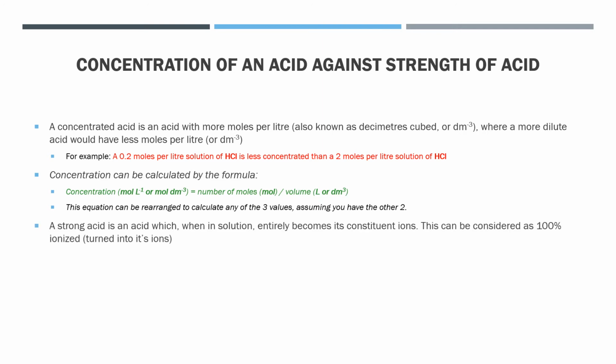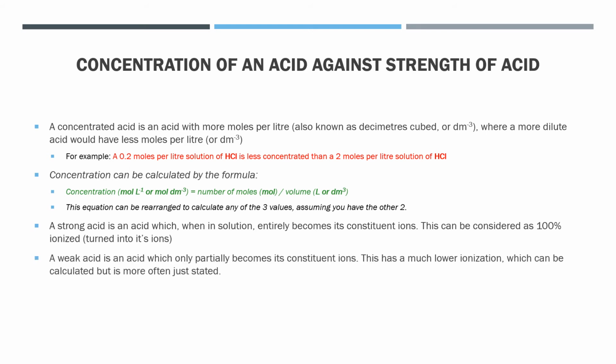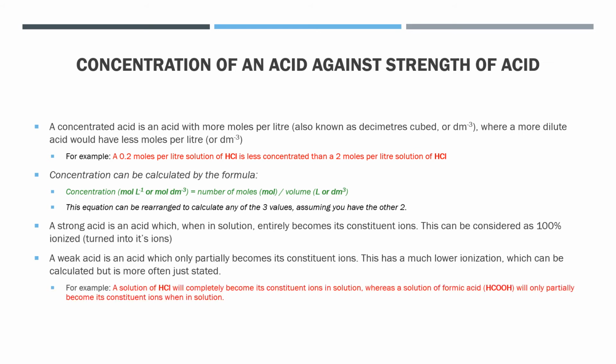So what is a strong acid? Well, a strong acid entirely becomes ions in solution. In terms of ionization, it is 100% ionized. This means, for example, that hydrochloric acid turns entirely into H+ and Cl- ions in solution. Following this line of thought, a weak acid only partially dissociates into H+ ions and the negative ion. So, for example, formic acid, HCOOH, only slightly becomes H+ and HCOO-, so it is a weak acid.